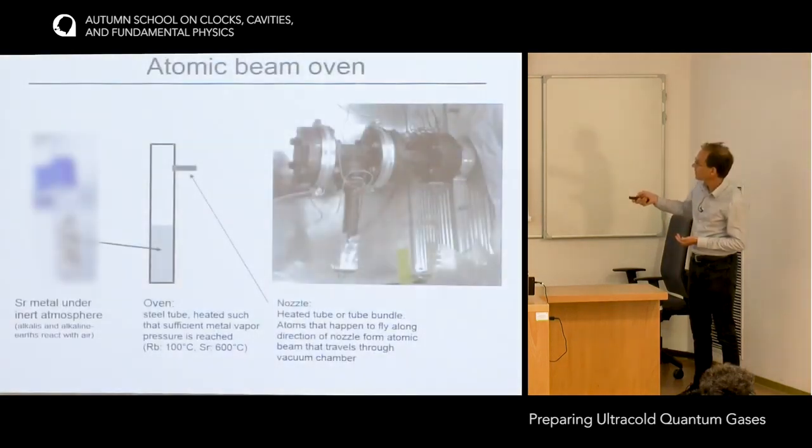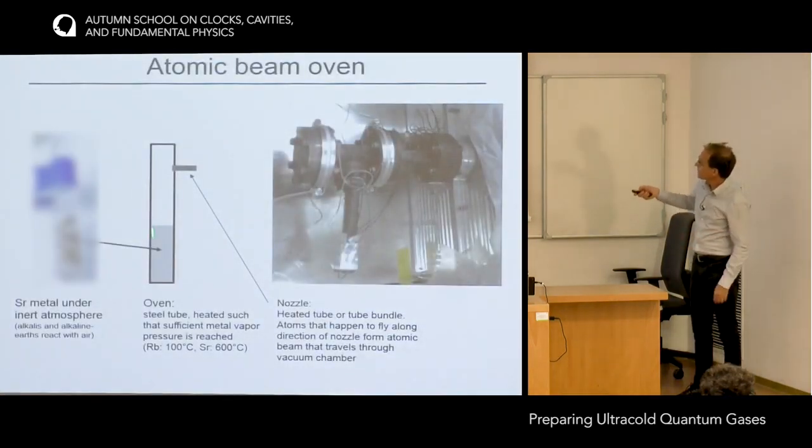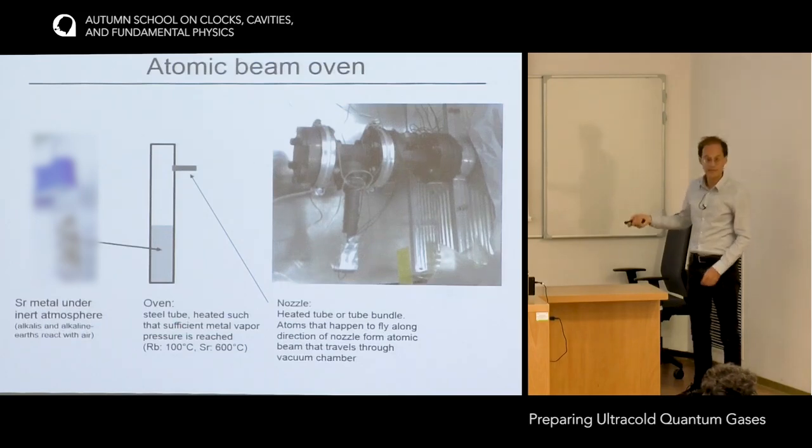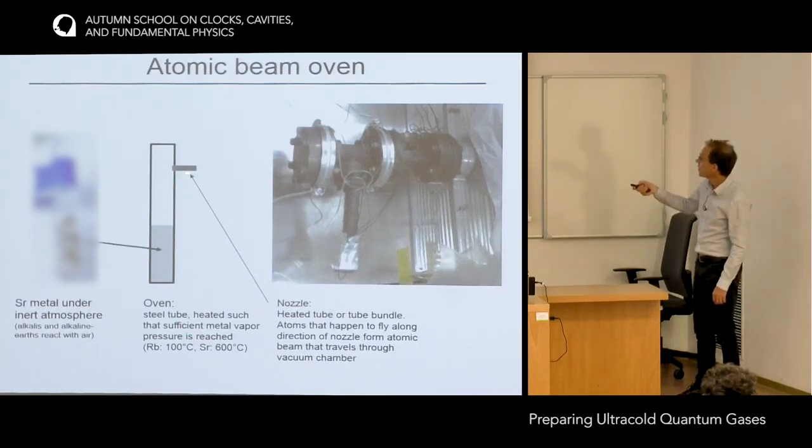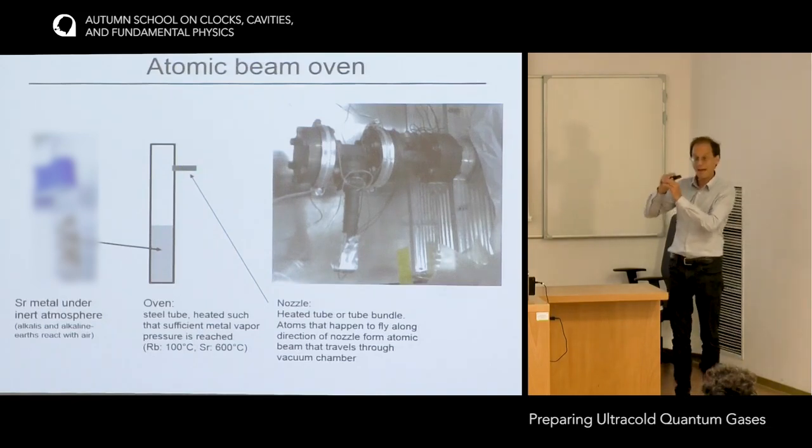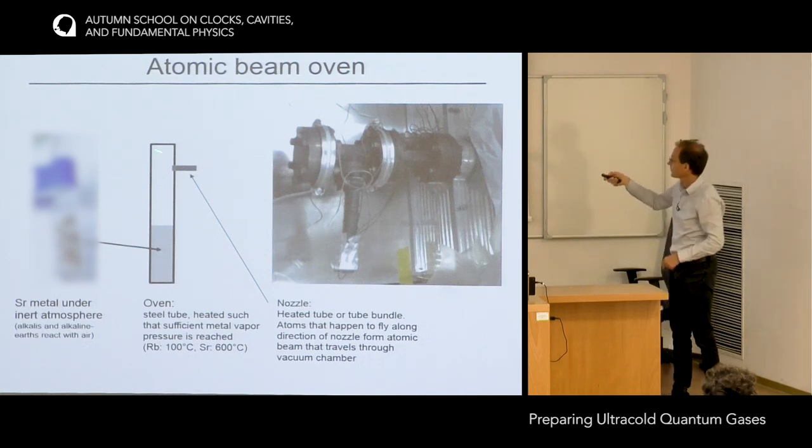Let's first start here with our oven. It's simply a steel tube filled with strontium, and we heat it up to like 500 degrees Celsius or so. And at the end of the tube, we attach a bundle of tiny little tubes pointing in the forward direction.